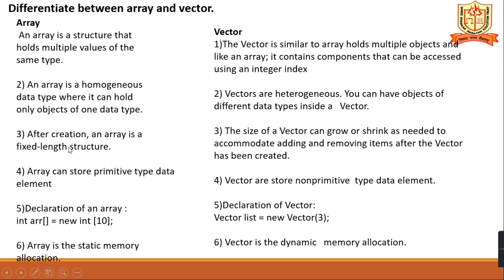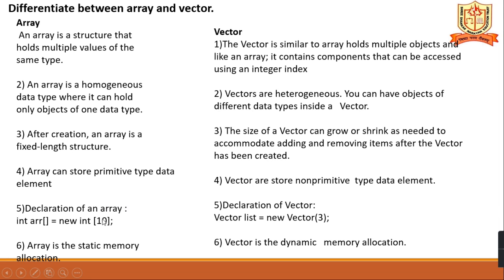After creation, an array is a fixed length structure. The size of the vector can grow or shrink as needed to accommodate adding and removing items after the vector has been created. Is it clear? An array can store primitive data elements and a vector can store non-primitive elements.